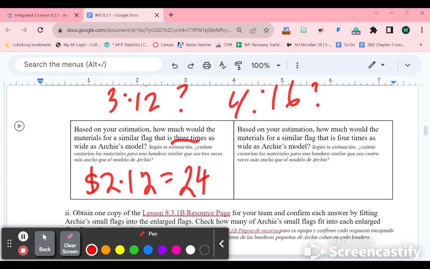Okay, based on our estimation, how much would the materials for a similar flag be? So this is again based on our estimate. Each of Archie's flags is $2. I'm guessing there are 16 in there, so 2 times 16, and that's 32. Let's see if that's right.